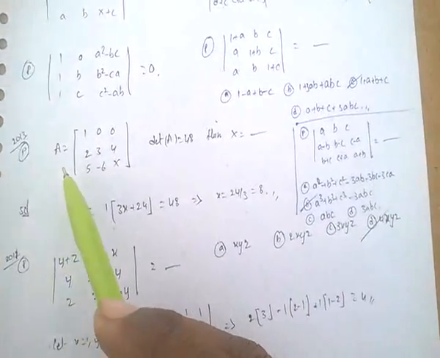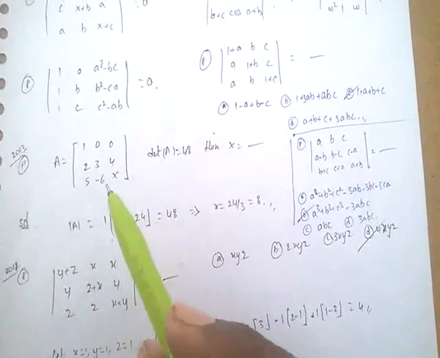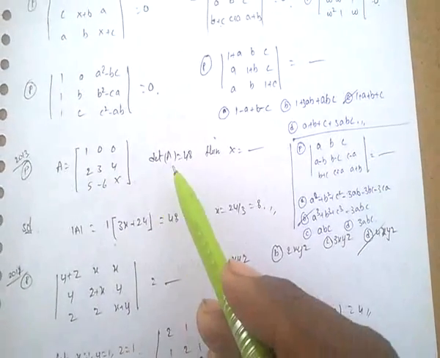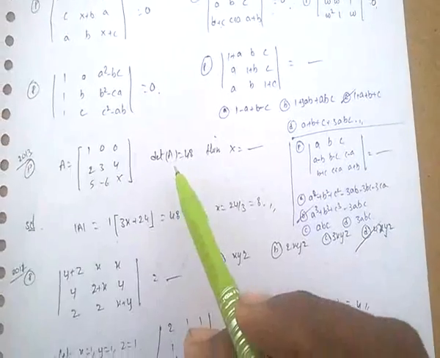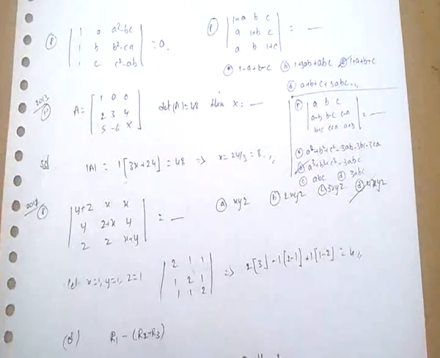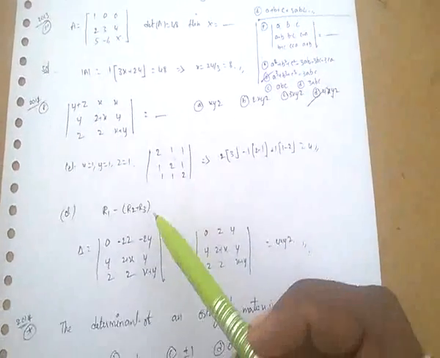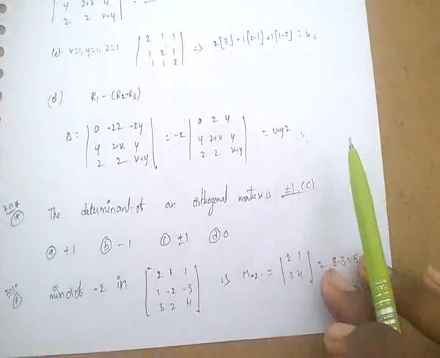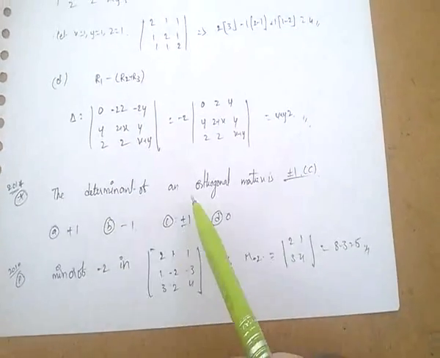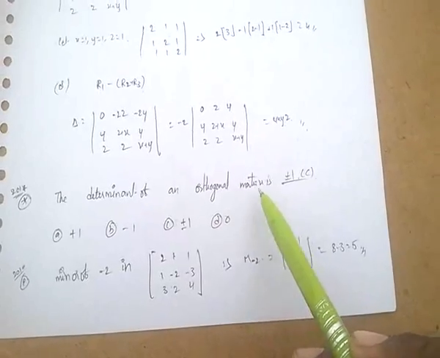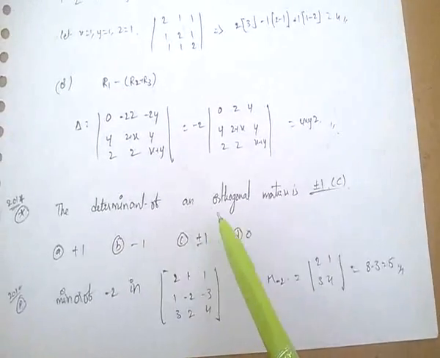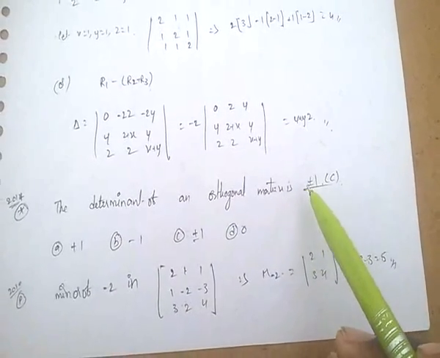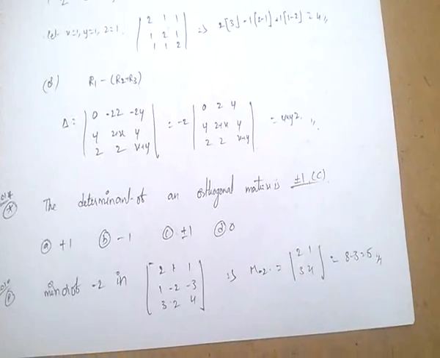Next question. If A equals some matrix, given det A equal to 48, then find x. We find the determinant, and we can get the x value. Okay, next, the determinant of an orthogonal matrix is very, very important. The determinant of an orthogonal matrix is plus or minus 1.